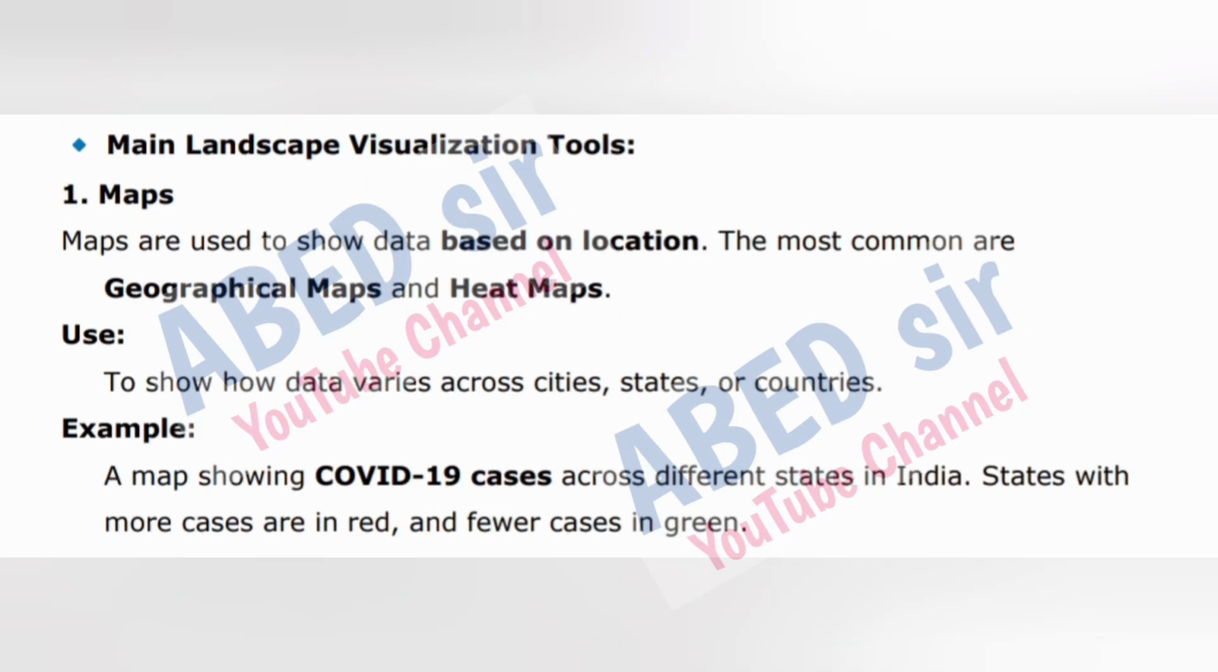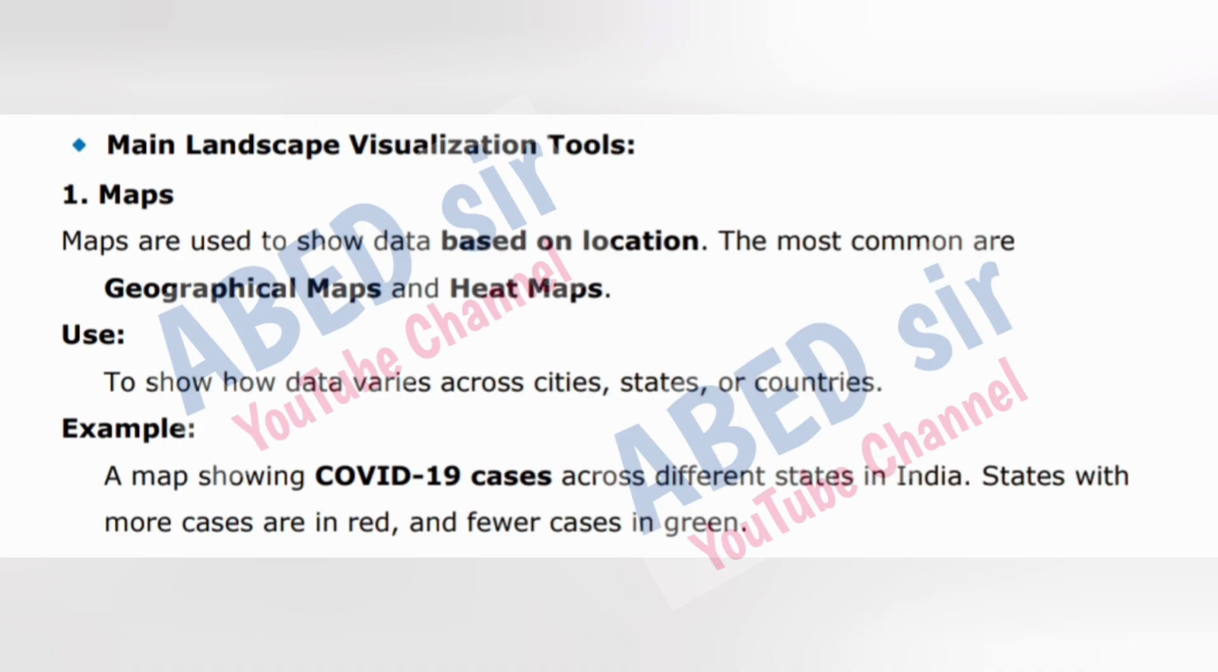Main landscape visualization tools. 1. Maps. Maps are used to show data based on location. The most common are geographical maps and heat maps. Use: to show how data varies across cities, states, or countries.